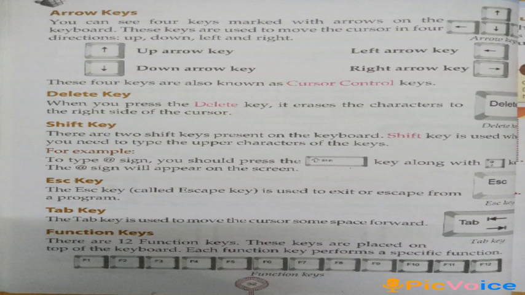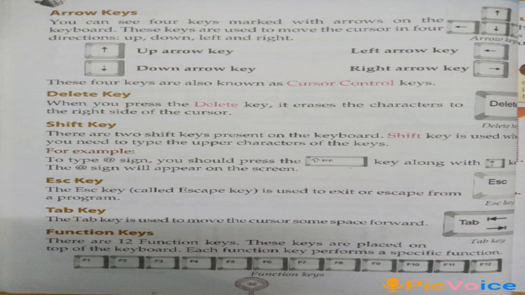Shift key. There are 2 shift keys present on the keyboard. Shift key is used when you need to type the upper characters of the keys. For example, to type at sign, you should press the shift key along with the key. The at sign will appear on the screen.